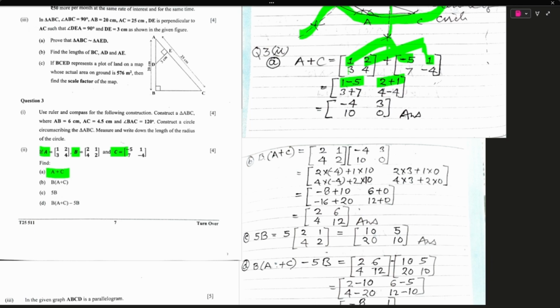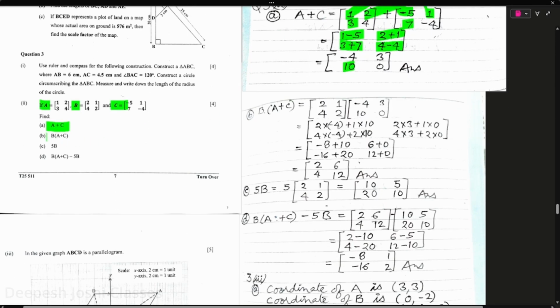Now watch here, this element will be added with the corresponding element 7. So 3 plus 7 becomes 10. 4 plus minus 4 becomes 4 minus 4, 0. So the answer of A plus C is minus 4, 3, 10, 0.